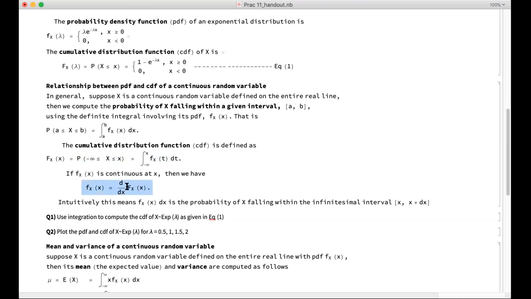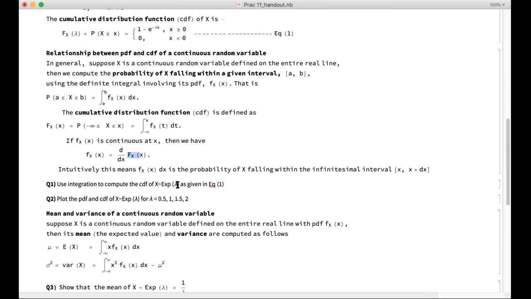If you know the CDF, to get the PDF, you would differentiate the CDF, and to get the CDF, you would integrate the PDF. Okay, that's the relationship between those two.